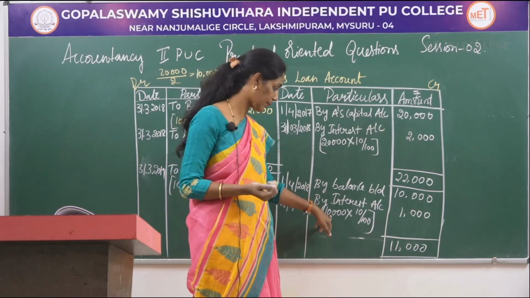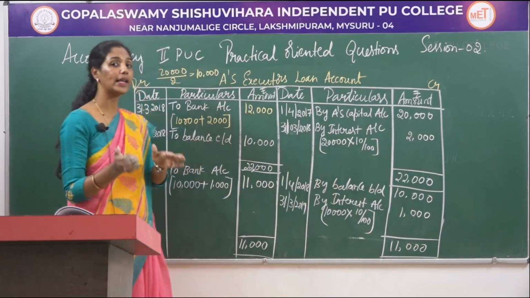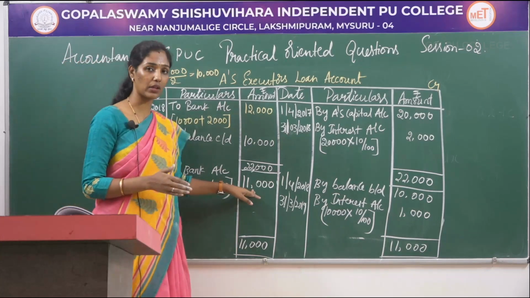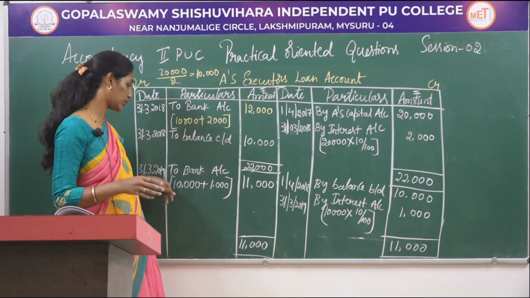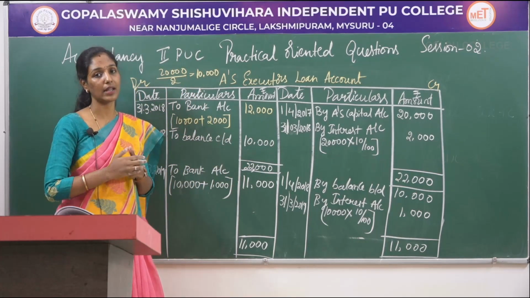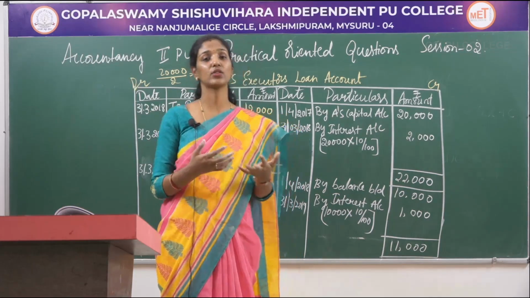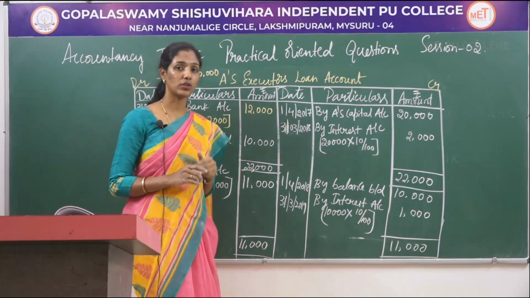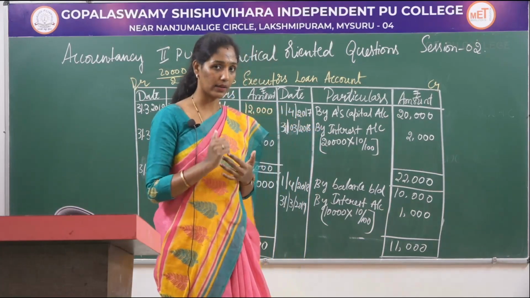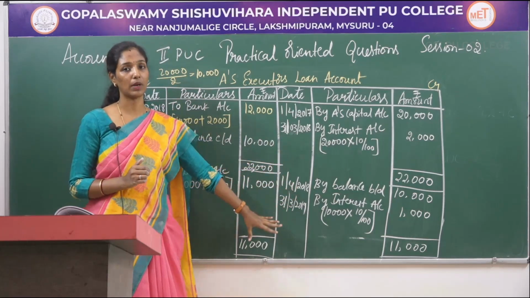You calculate 10% on 10,000. 10,000 into 10% you will get 1,000, and this 1,000 again it should be added to the principal amount. 10,000 plus 1,000, 11,000. So it is paid on 31st/3/2019. So on 31st/3/2019 we keep paying the second year principal amount plus the interest added to it to Ace Executors. So this is how we prepare the executors loan account. While preparing this executors loan account, you should be very careful about date, month and year. So while recording the date, month, year, you should record carefully.